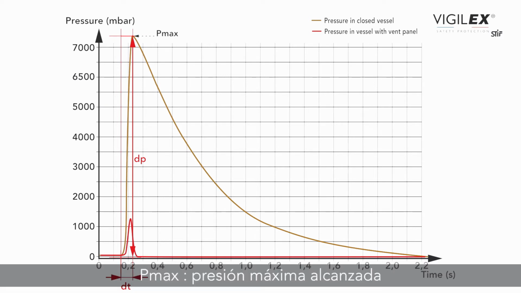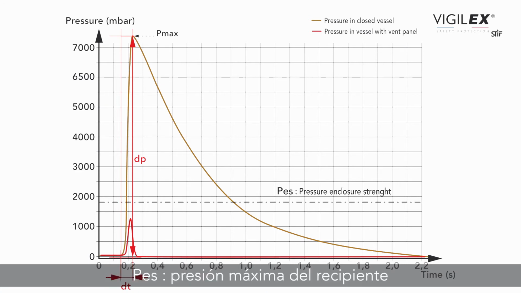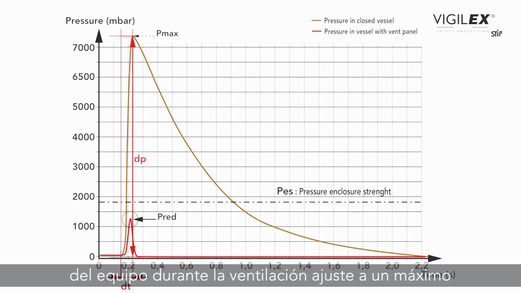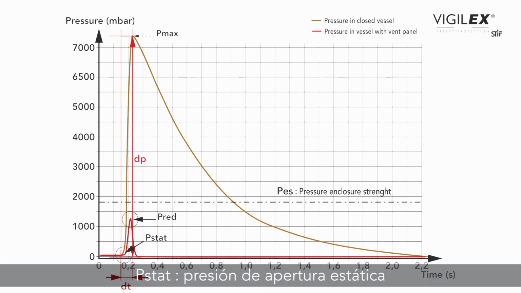Pmax, maximum pressure reached during an explosion in a closed vessel. PES, pressure enclosure strength. PRED, pressure reduced, maximum internal pressure of equipment during venting, set at a maximum of 75% of the ultimate strength of the enclosure. Pstat, static opening pressure of the venting device.